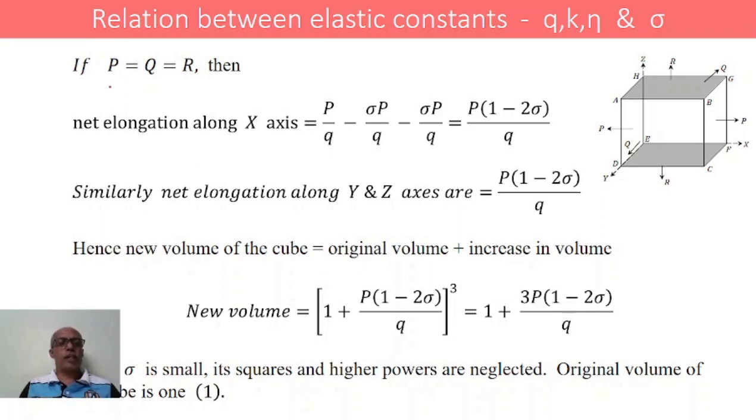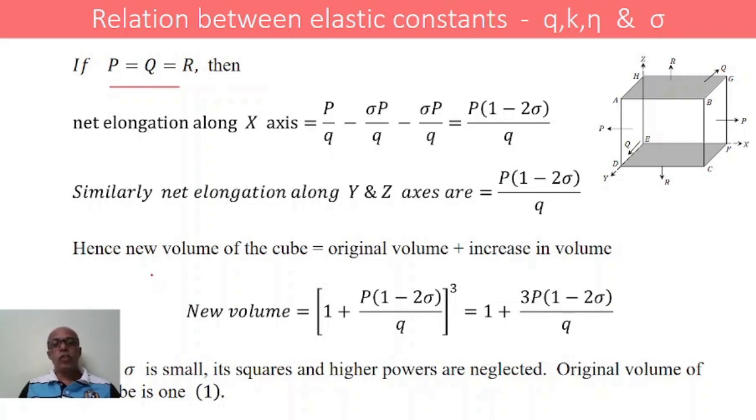If these forces are equal, if P equals Q equals R, then net elongation along x-axis is P by q minus sigma P by q minus sigma P by q, or that becomes P by q into 1 minus 2 sigma. Similarly, the net elongation along y-axis and z-axis will also be the same because P equals Q equals R.